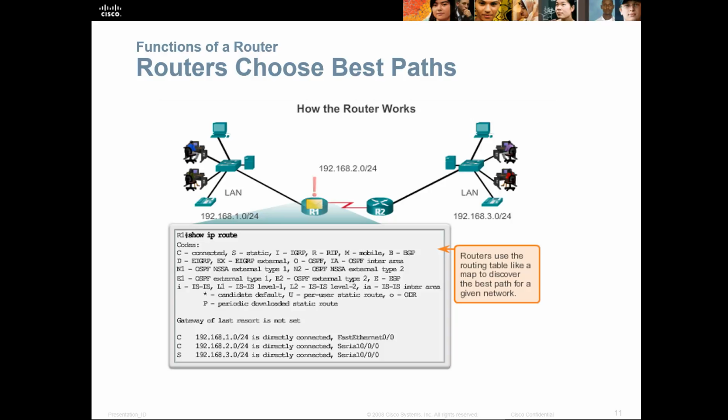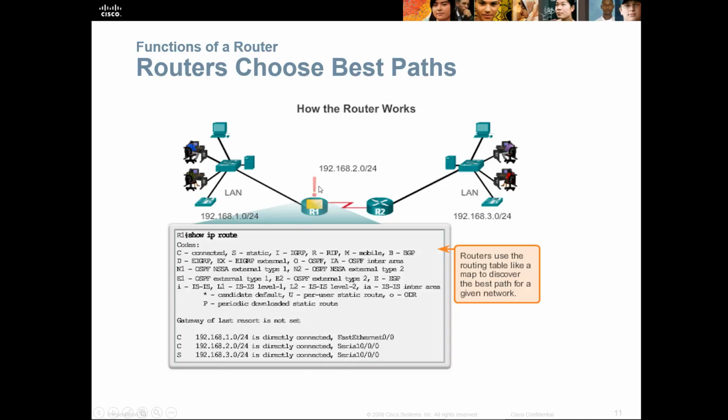Here we go. So, if we want to go from 192.168.1 to 192.168.3, the router has to know, first of all, how to get to 192.168.3. It's not directly connected. R1 knows about 192.168.1 and 192.168.2. Here it is learned through S, or static route, about 192.168.3. And it says it is connected through serial 0/0/0, which is the same network that 192.168.2.0 is.